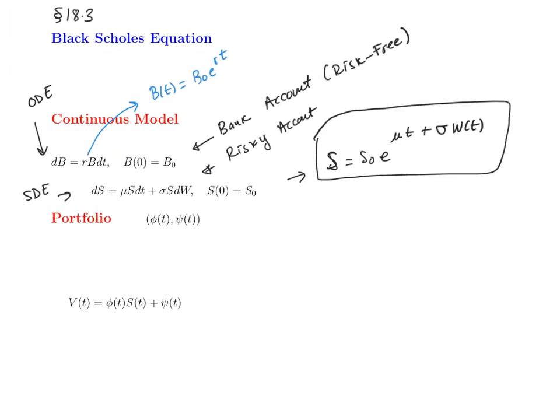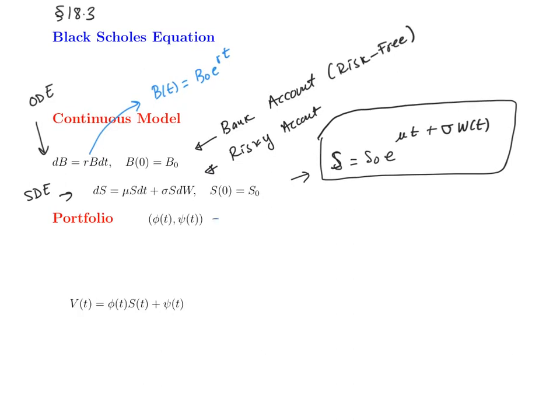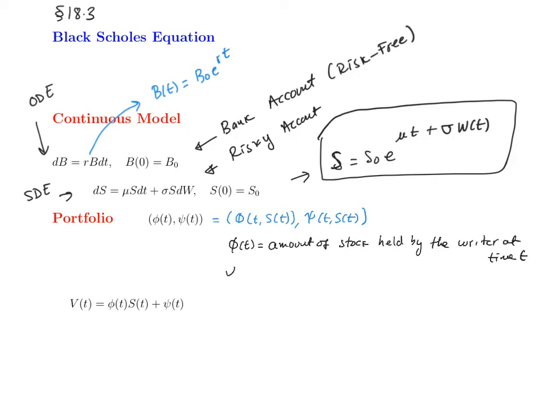Recall also from the past that we have the following portfolio, phi of t and psi of t, where technically phi depends on t, which is time, and also on the value of the stock at time t, and the same is true for psi. Phi of t is the amount of stock held by the writer at time t, and psi of t is the amount in the bank held by the writer at time t. And here by amount, obviously we're talking about money.